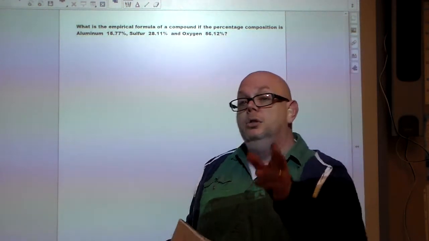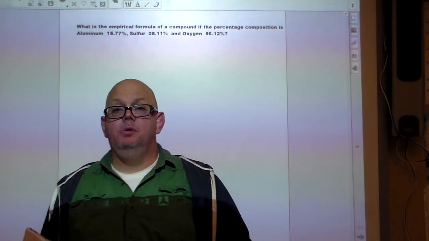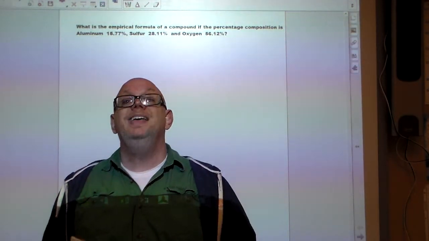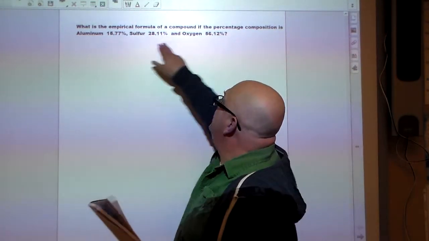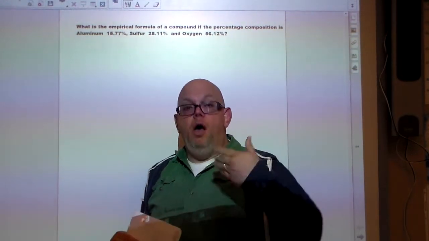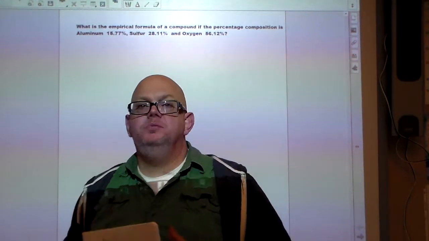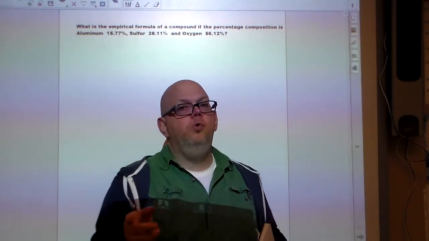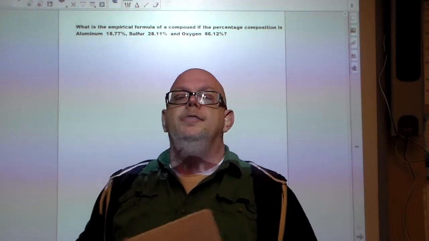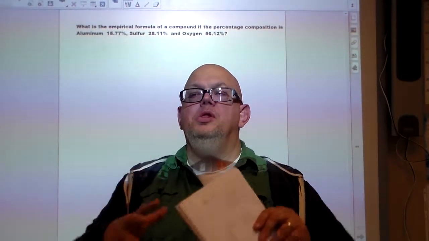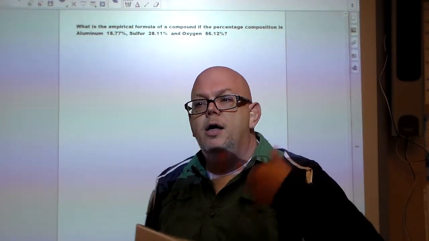Today we're going to be looking at a problem in stoichiometry where we're trying to find the empirical formula given the percentage by mass of the individual atoms that make it up. Now we have to make a difference between the empirical and molecular formula, because the empirical formula would be the formula that has the smallest ratio of atoms in the compound.